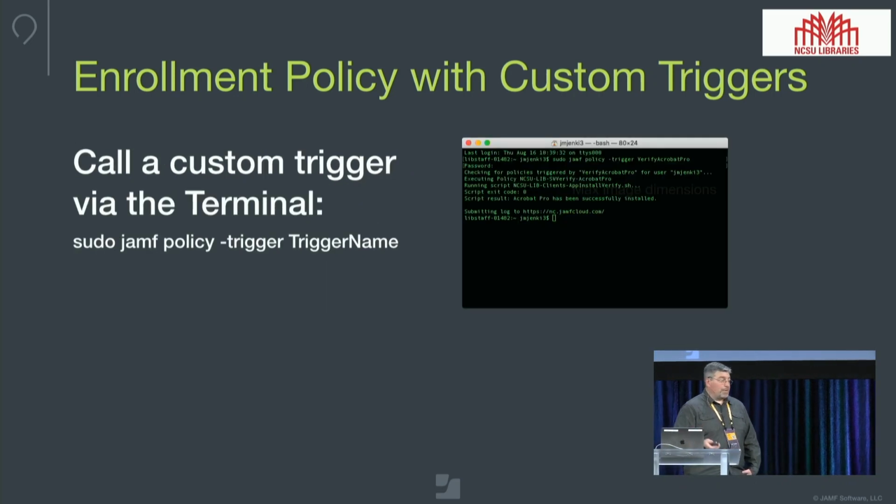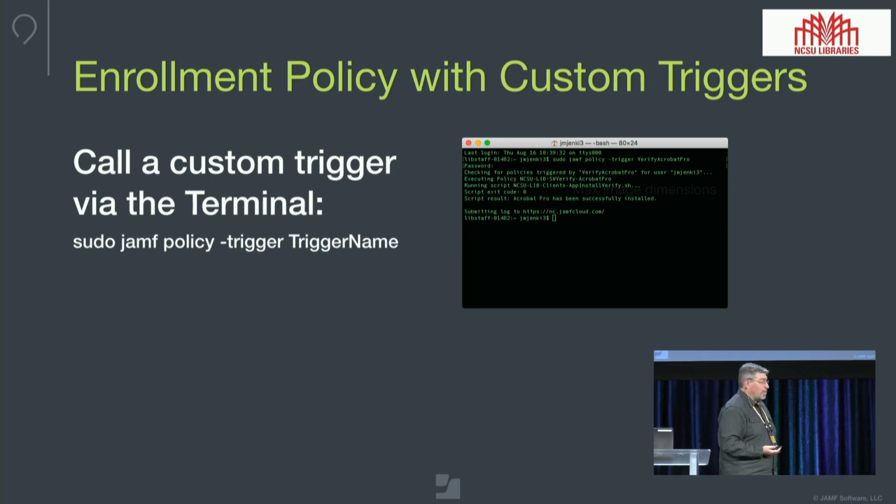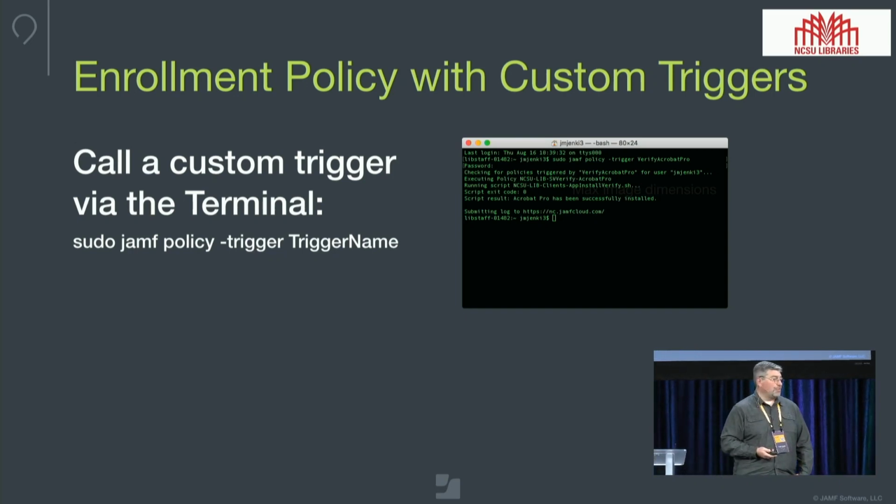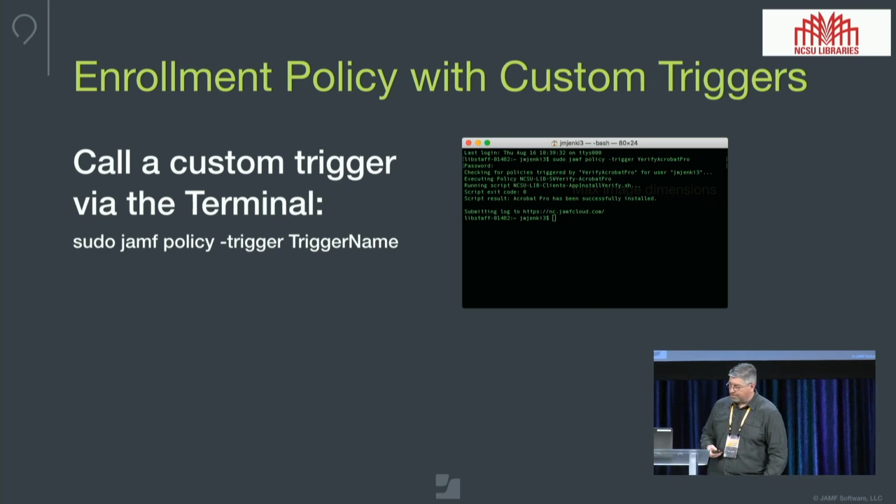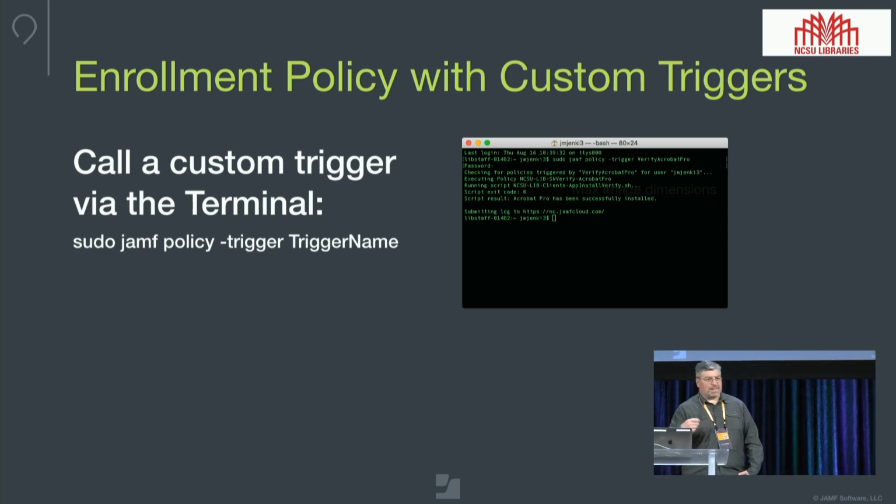So I gave you an example here where I said you can call it from a terminal, and that's just sudo. You want to make sure that you're executing this as root, obviously. jamf policy -trigger and whatever the trigger name is. Trigger name can be Bob, Disney World, so on and so forth. Since we're in a Disney World theme here.